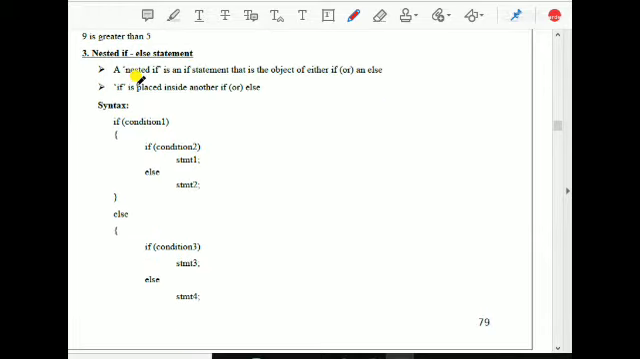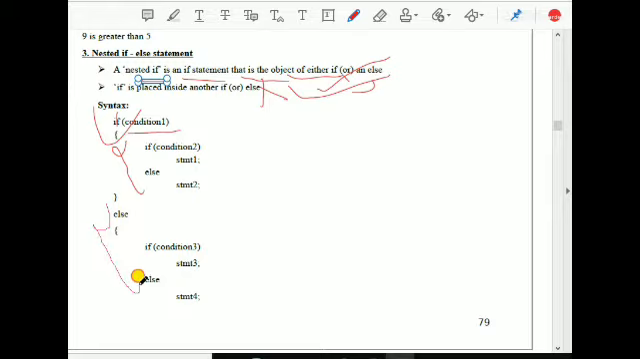Nested if else means in the if condition we are writing one if and else, and in the else condition we are writing one if and else. See, a nested if is an if statement that is the object of either an if or an else. You can write it in your own words also, the exact statement is not important, they will just see the syntax. So see here, if the condition is true, then they will go with this. If the condition is false, then we go with this.